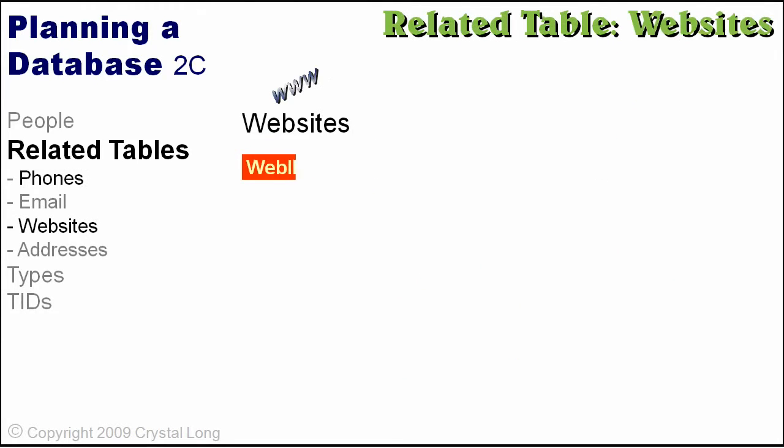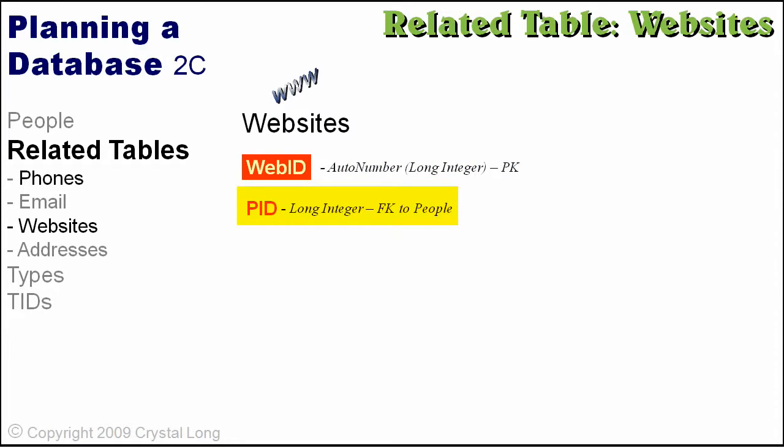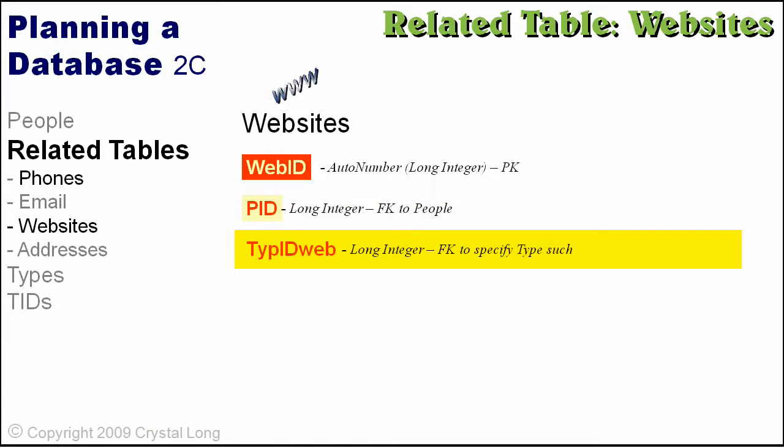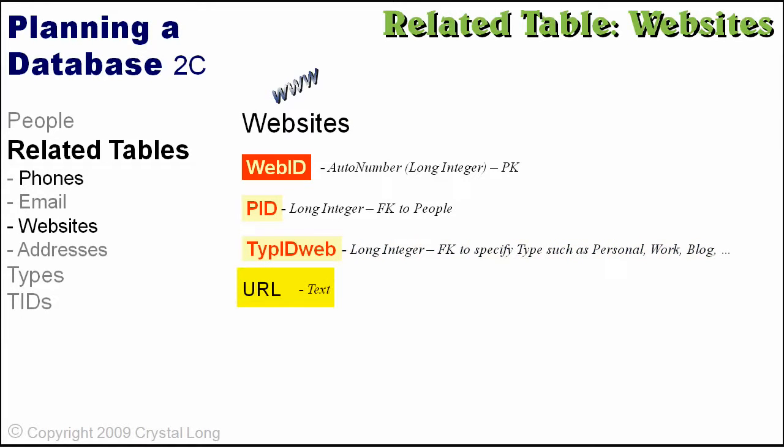The websites table has an auto number primary key named web ID. The PID field is a foreign key to people, so we know who the web address belongs to. Type ID web specifies a type, such as personal, work, blog, or reference. The URL is for the web address. Web note is for a short note.